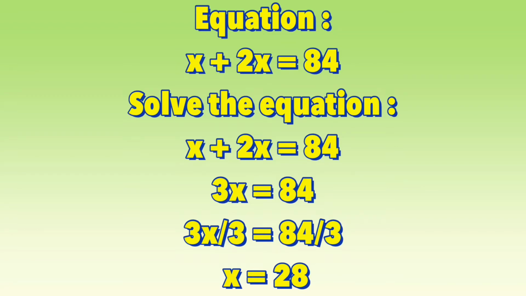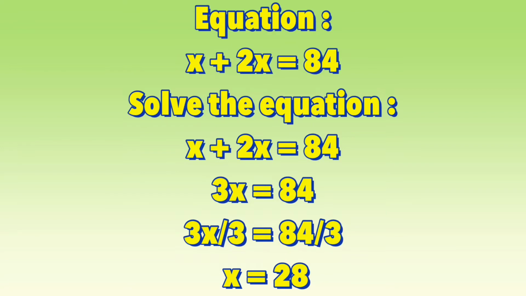Then combine like terms: x plus 2x equals 3x. Then just bring down the 84. And we're going to solve for x, so we're going to divide both sides by 3. So 3x divided by 3 equals x, and 84 divided by 3 equals 28, so x is 28.